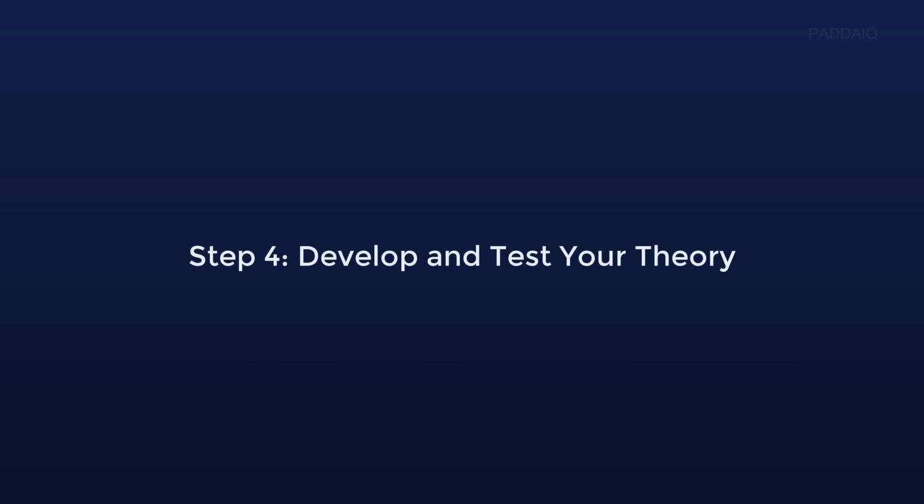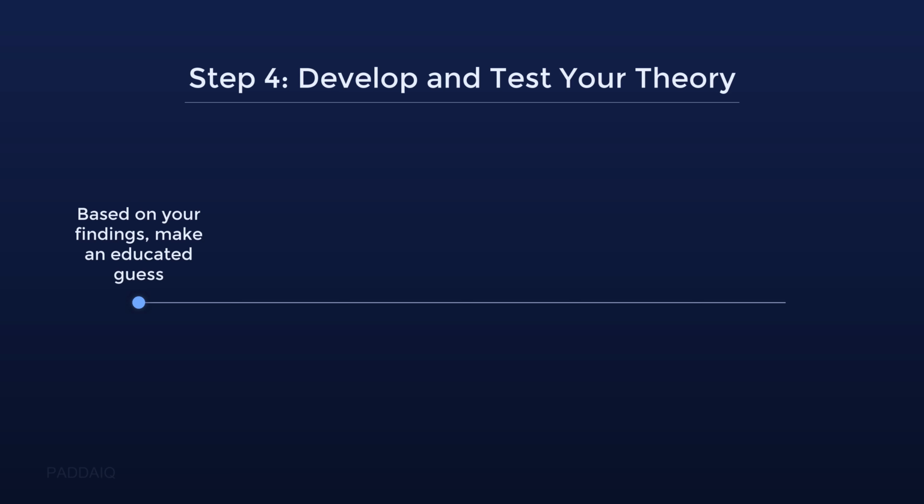Step 4. Develop and test your theory. Based on your findings, make an educated guess. This means using the data and patterns you have uncovered to form a logical hypothesis. For instance, if your app's performance drops during peak hours, you might theorize it is due to insufficient computing resources. This step transforms your observations into a testable prediction for further validation. Think about what could cause this behavior.